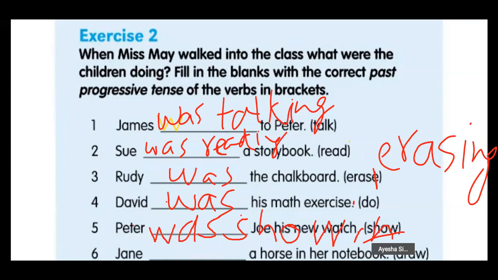Now read the sentences with me. Okay, last sentence. Jane dash a horse in her notebook. Draw. Draw will become drawing. Jane was drawing. Very good. Past progressive tense will be was drawing. Now read out these sentences with me.